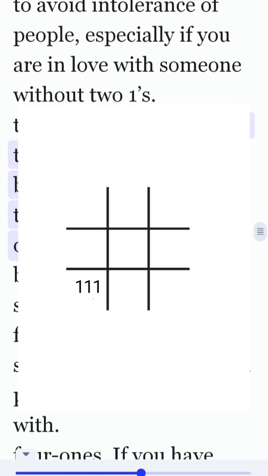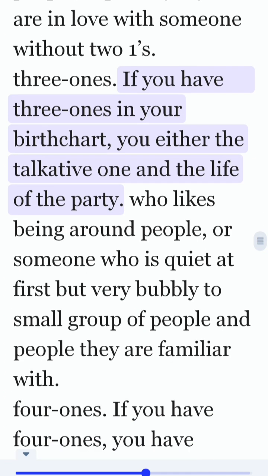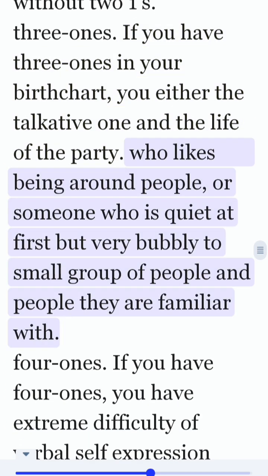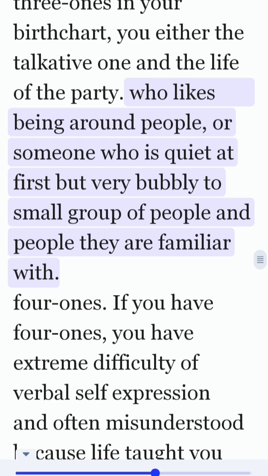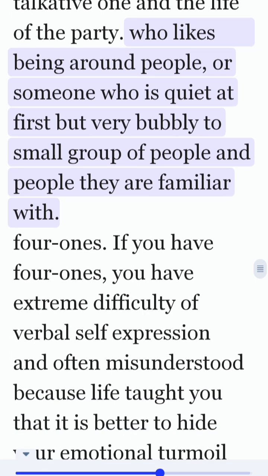3-1s: if you have 3-1s in your birth chart, you are either the talkative one and the life of the party, who likes being around people, or someone who is quiet at first but very bubbly to a small group of people and people they are familiar with.